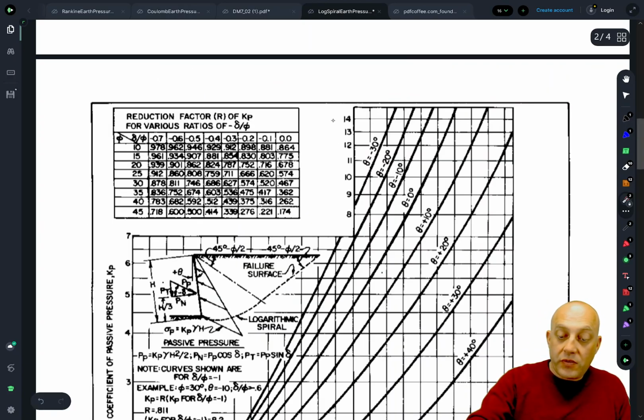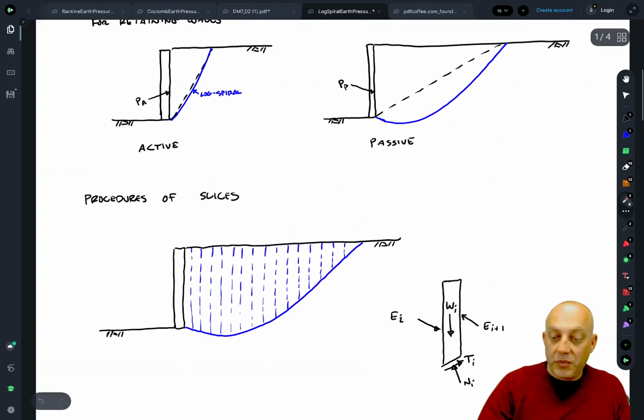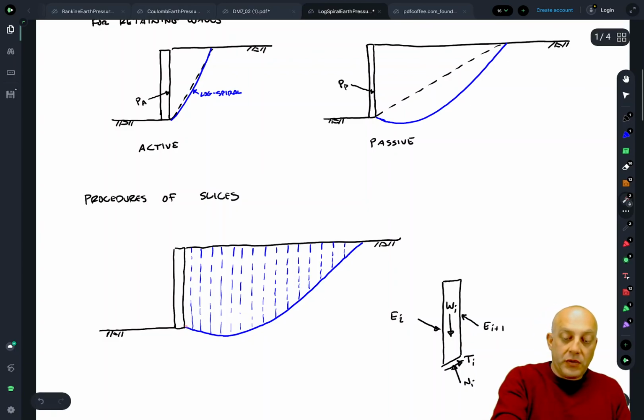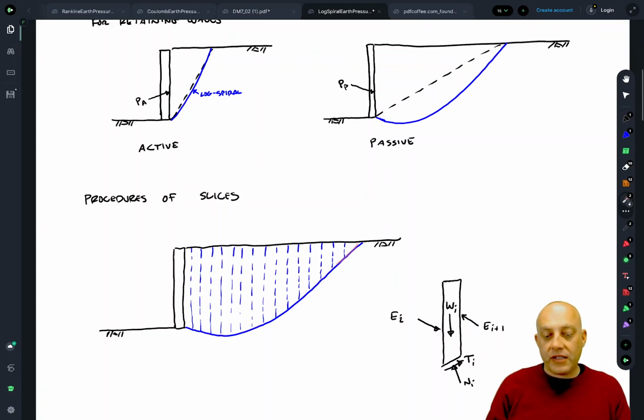I will mention that you can use the procedure of slices. You could come into your slope stability software and impose some loading condition here and divide your mass into a bunch of slices. And then, for each slice, you're going to have to make assumptions about interslice forces, and use a method that satisfies equilibrium. You don't want to use the ordinary method of slices or the Bishop simplified procedure here. This should be something like Spencer's method or Morgenstern and Price. So anyway, that's always an option, and you could use a curved failure surface or some kind of a path search to get your passive pressure.